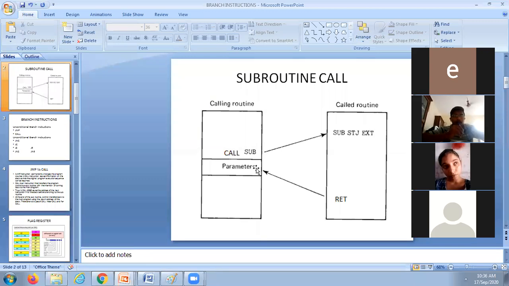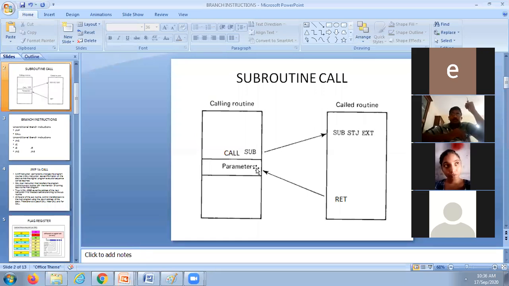Subroutine call or subroutine program, these branch instructions are used to transfer the control from one location to another location, or from one program to another program. An example of a branch instruction is a simple call. This is only an example. I will explain later what the different branch instructions are. First, you should understand the concept of control being transferred from one to the other.